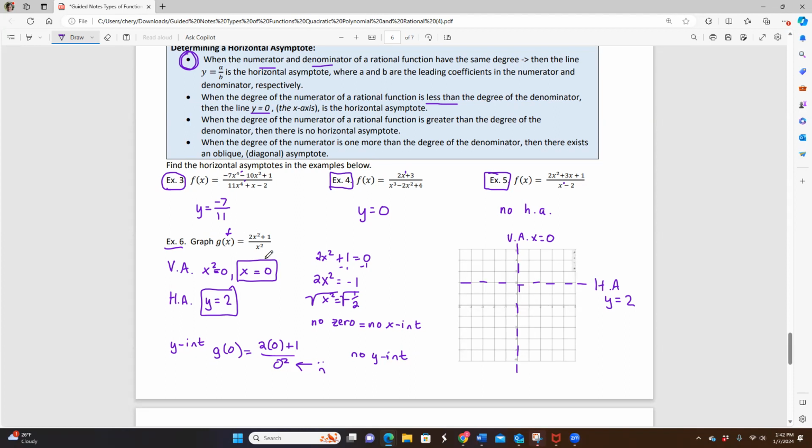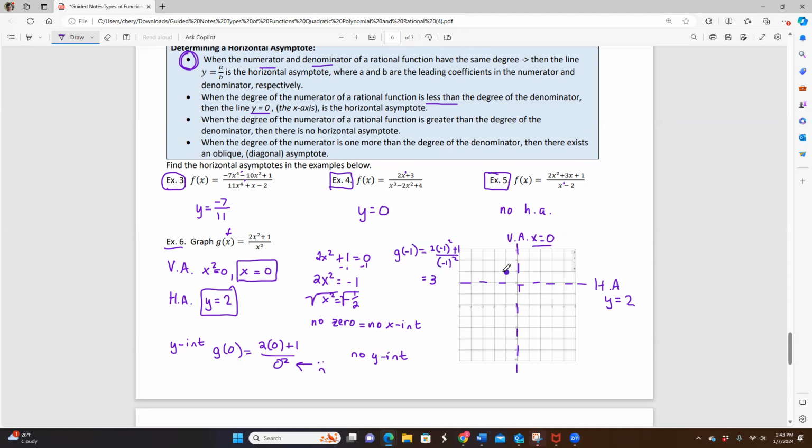Let's go ahead. Our last step to graph a function is to substitute some points in. Now, I recommend substituting some points to the left and to the right of your vertical asymptote. So if we substitute a point to the left of x equals 0, maybe we find g of negative 1. If we substitute negative 1 in, we'll have 2 times negative 1 squared plus 1 over negative 1 squared. That's going to give us 2 plus 1 is 3 over 1, so 3. So at negative 1, we're at 3.